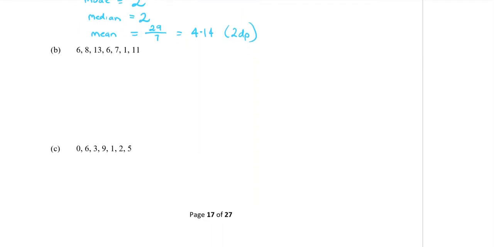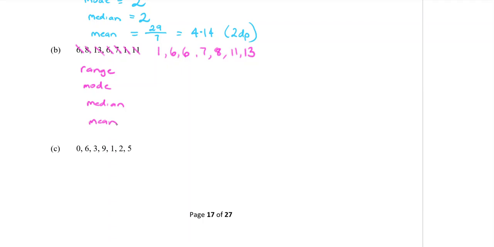Part B, same things. First thing we do is we've got to put them in order. So I'm going to look for my smallest number. It is a 1. Then I think 6 and 6. Then we have a 7. Then we have an 8. Then we have an 11 and a 13. Okay, they're in order. Now we're going to go through the range, mode, median, and mean. They're the 4 things that we have to find.